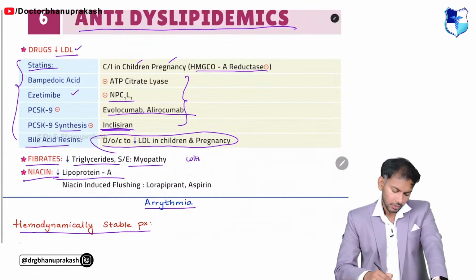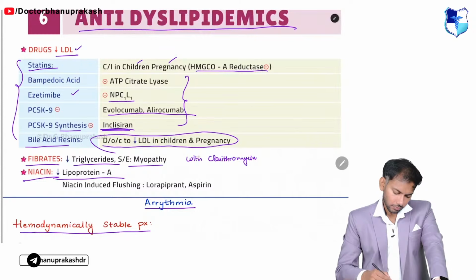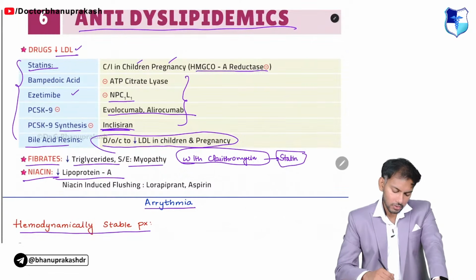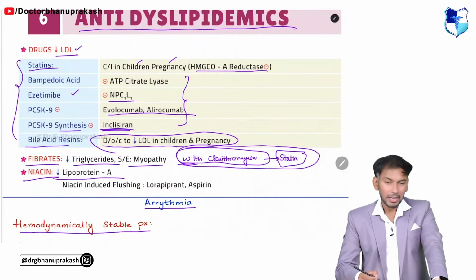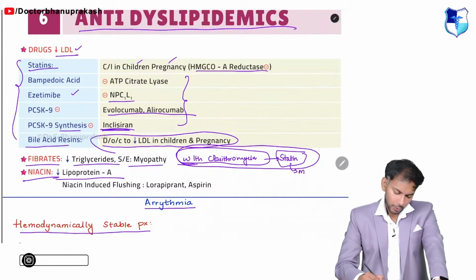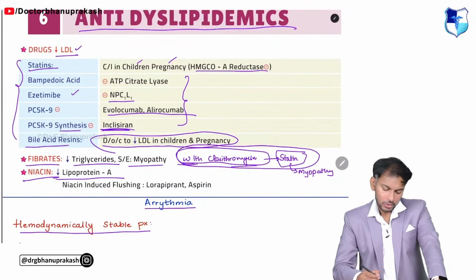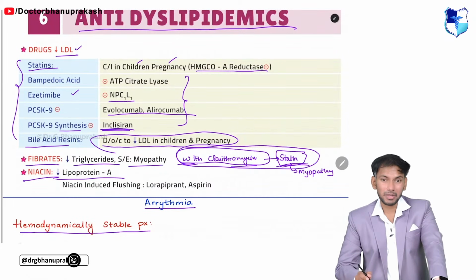With clarithromycin. I already told you. It can cause toxicity with clarithromycin. What is it? It is statin, not fibrate, it is statin. Statins will cause toxicity with clarithromycin and this will also cause myopathy. Statin myopathy is seen with clarithromycin. We have studied in enzyme inhibitors because statins are also metabolized by CYP3A4.